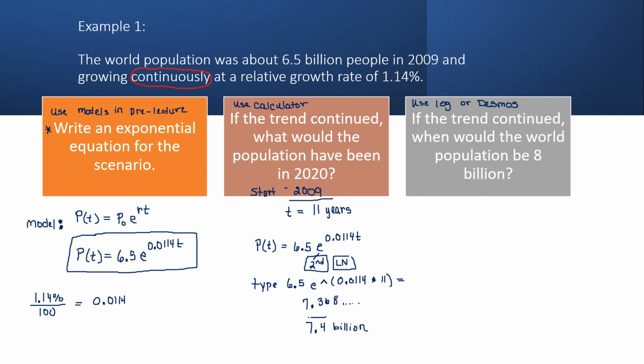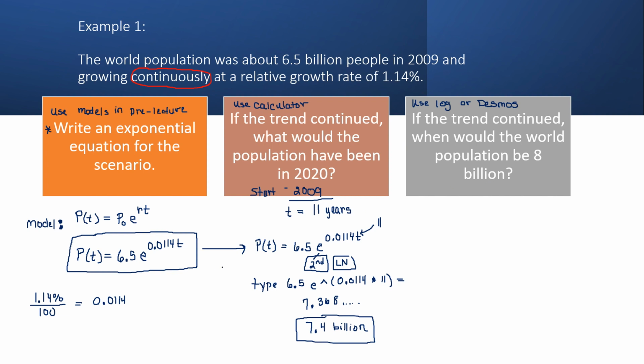So that is our answer. And so for the second part, we used our formula that we wrote in our first part. So I brought this over. What I did here, and I didn't write this in exactly, is where I put the 11 years, where the T is. And then you can see using the second and the LN button to get that answer on our calculator. So the next question says, if the trend continued, when would the world population be 8 billion?